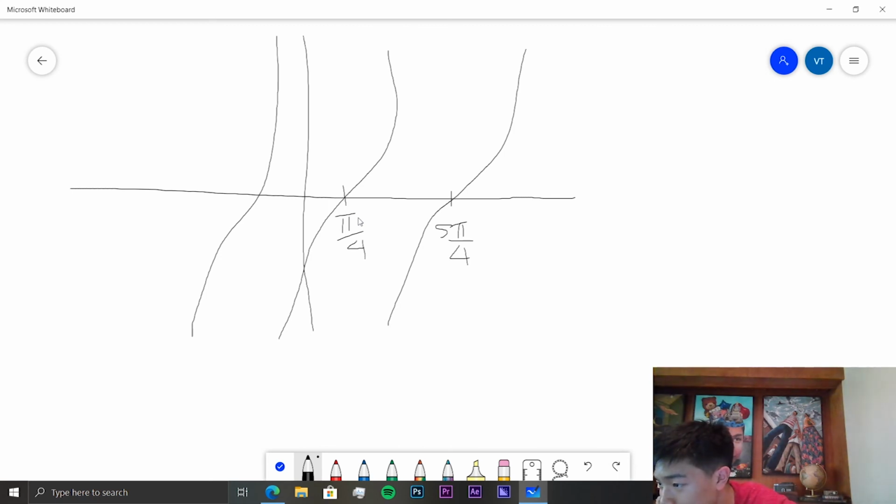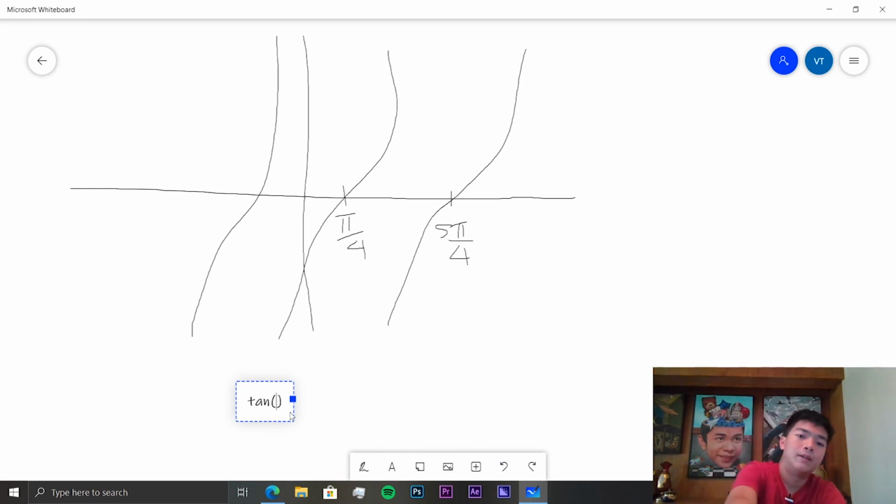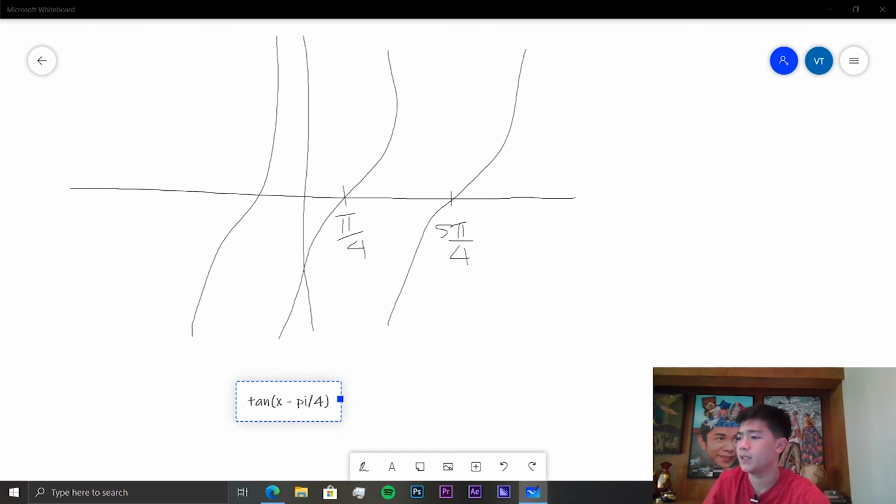And I don't see any displacement. It's just a phase shift. So this looks like, I mean, tangent of, well, is this correct? Yeah, that's correct. So this would be just the tangent of x minus pi over 4 is what I think the graph is.